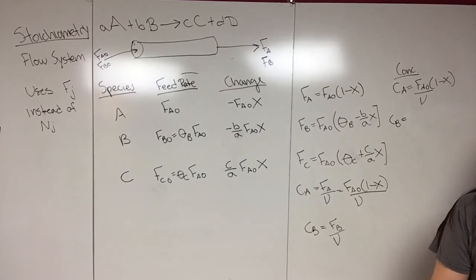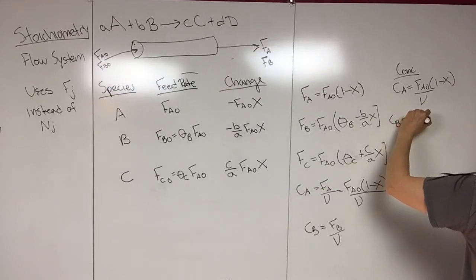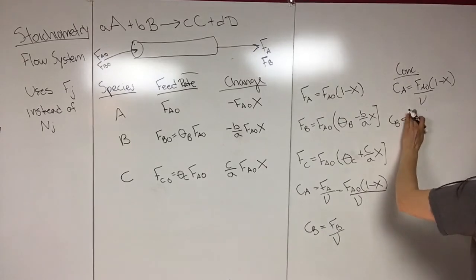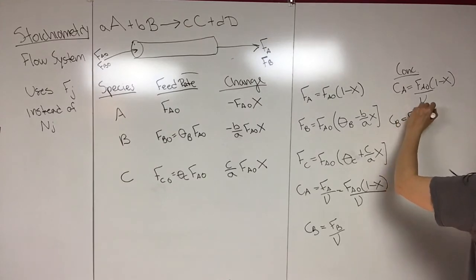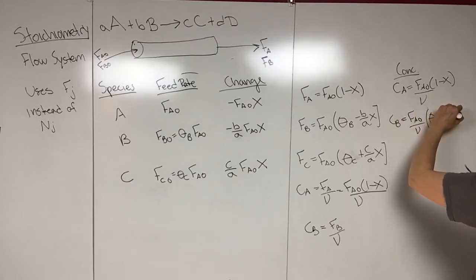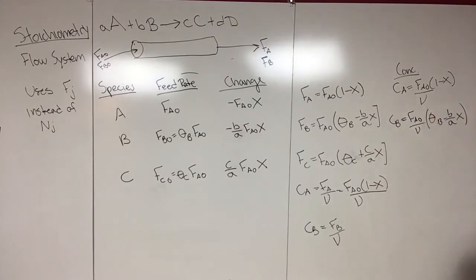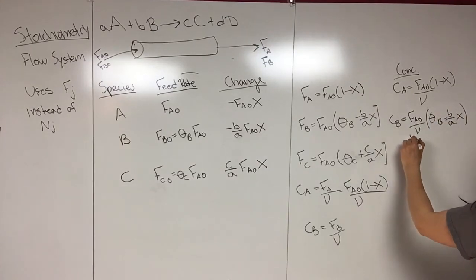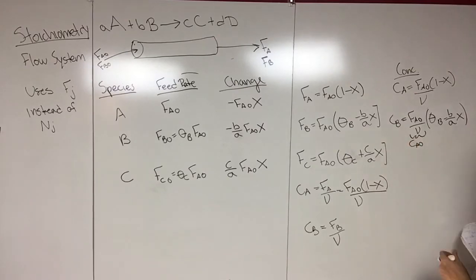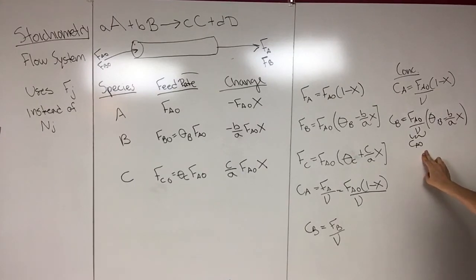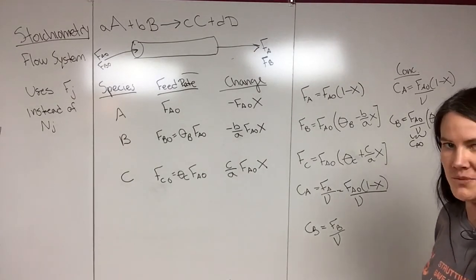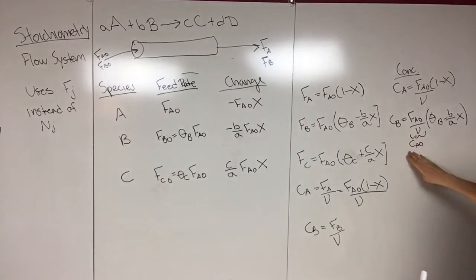So this is equal to Ca naught, actually, Fa naught over V, theta B minus b over a X. And then this can be rewritten as Ca naught. And this is of course assuming that there's no volume change at this point. So the stoichiometry I'm doing so far for the batch and the flow, I'm assuming no volume change. So that's why I can just say that this is that.